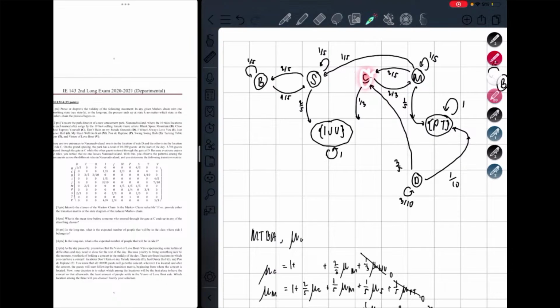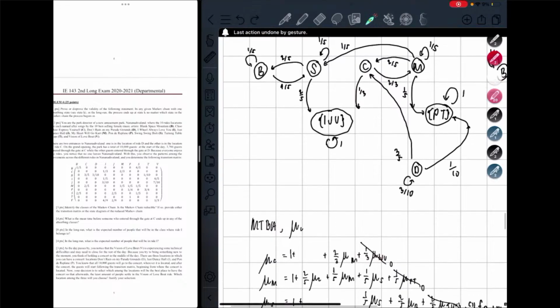So we just get mu M. So 2/3 mu M, and then 1/3, right, mu IJV. But again, mean time before absorption. If you're already in an absorbing class or absorbing state, edi 0 lang yan because you're already there.